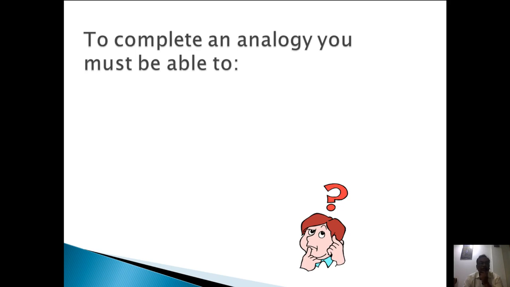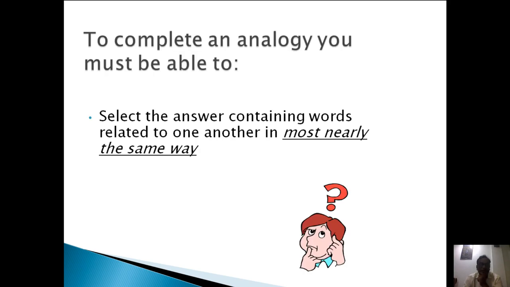To complete an analogy, you must be able to select the answer containing words related to one another in most nearly the same way. Whenever you solve an analogy question, you must remember this point while giving the answer. I have underlined this last statement so that you keep it in your mind, because the answer contains words related to one another in most nearly the same way. Most nearly the same way means the first pair having a relationship, the second one should have the same.